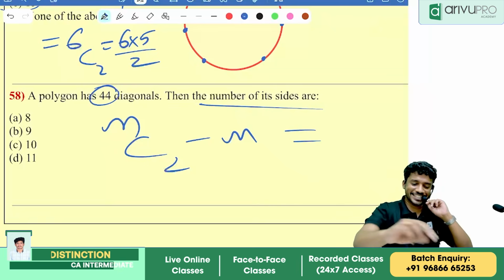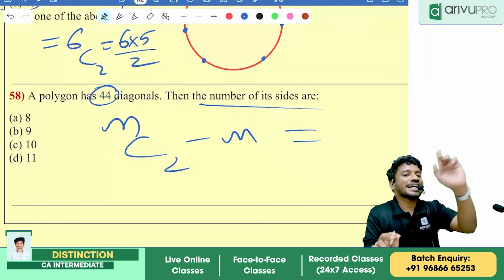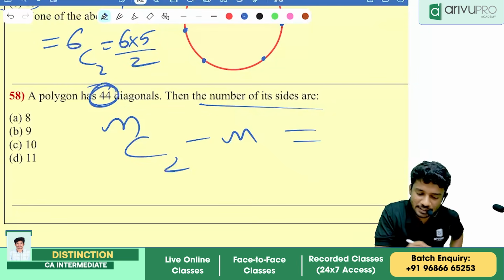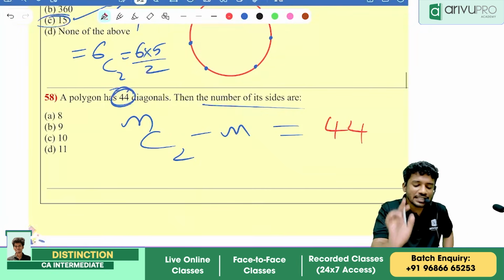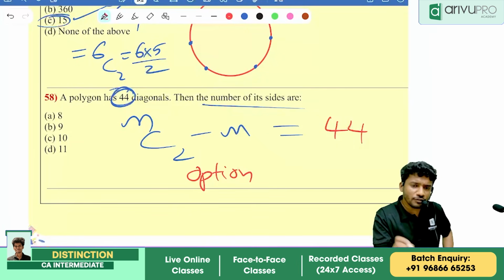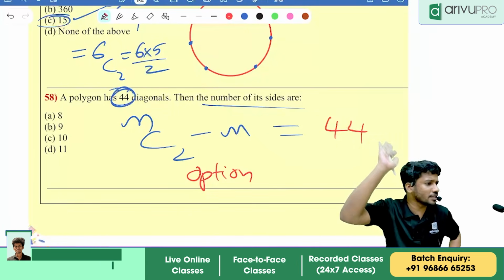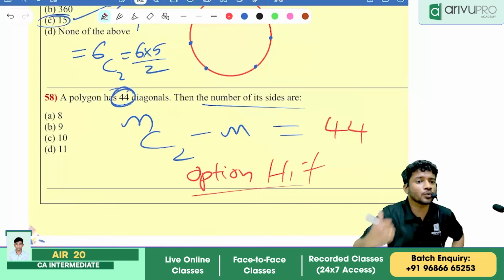Okay? Yes. MC2 minus n is the number of what? Diagonals. How many diagonals are there? 44 diagonals are there. What is the easiest method? Option hit. We will not go and solve for n and all. It will take eternity. Don't do that. Option hit, get the answer. You can do it. Try, people.